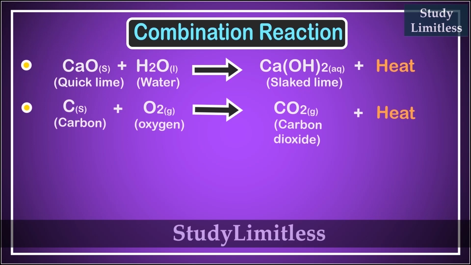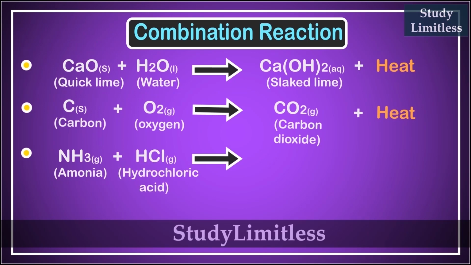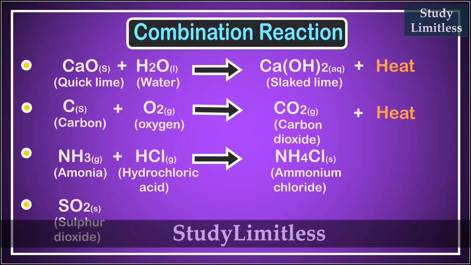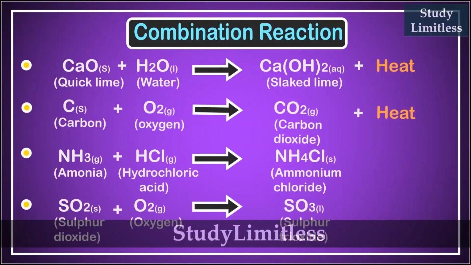Now, another reaction that we can look at is wherein you have the synthesis of ammonium chloride. For this, you have to take ammonia, which is NH3, react it with hydrochloric acid HCl, and what you get is NH4Cl, which is ammonium chloride. Now let's look at another reaction, which is the production of sulfur trioxide. SO2, which is sulfur dioxide, reacts with oxygen, which is O2, and gives sulfur trioxide.